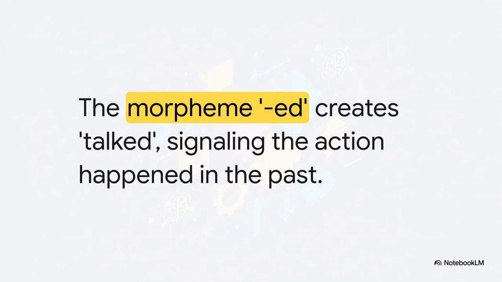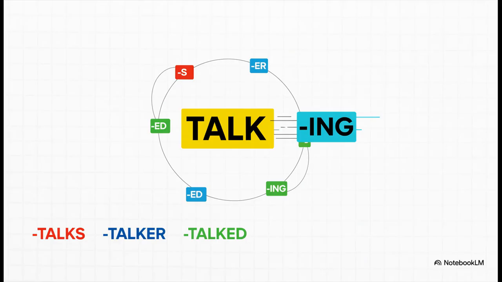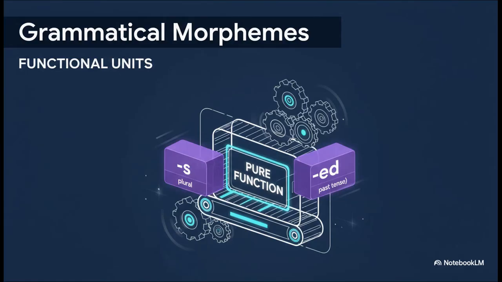Now let's swap that out for ed, giving us talked. Just like the S, this ed piece is all about handling grammar. It doesn't really change the word's core meaning, it just adjusts it for the past tense. And finally, adding ing creates talking, another change that just tells us the action is happening right now. Are you seeing the pattern here? We have one core root, talk, and all these different little pieces called affixes that attach to it and modify it.